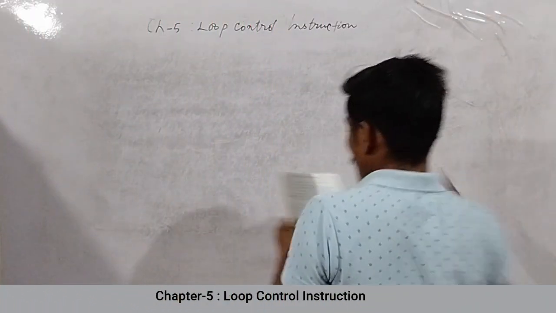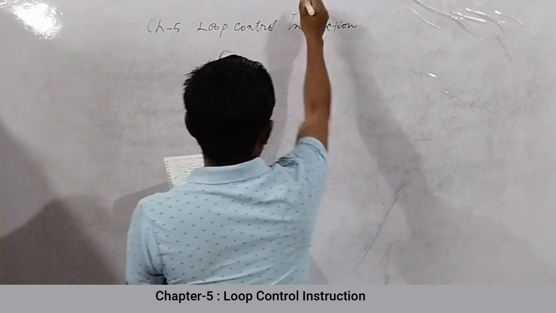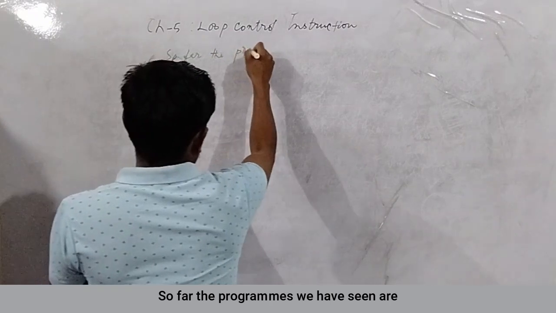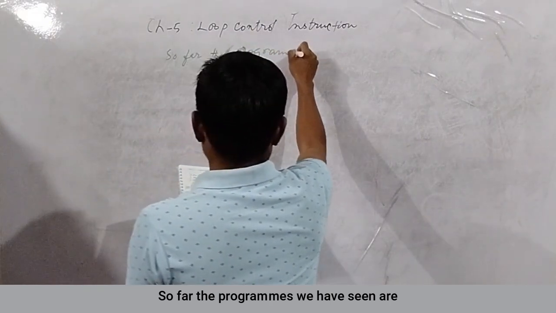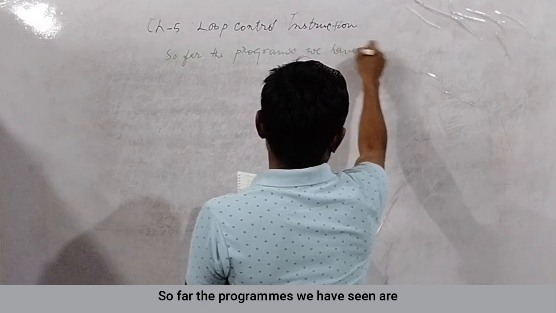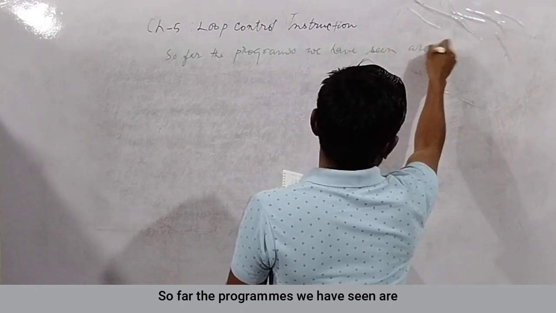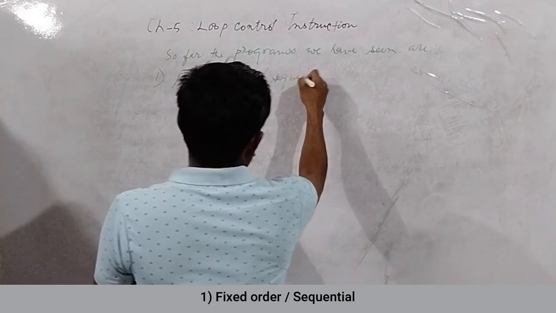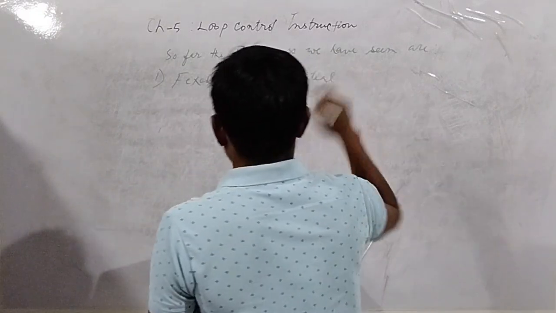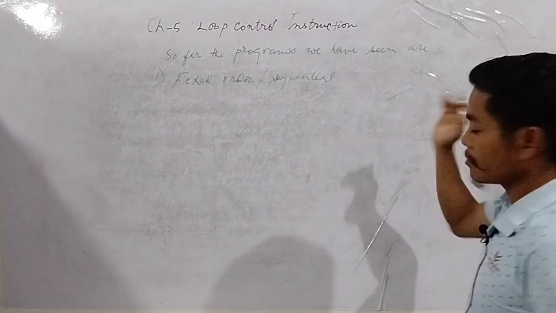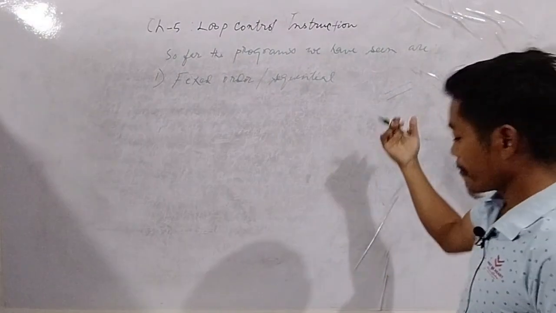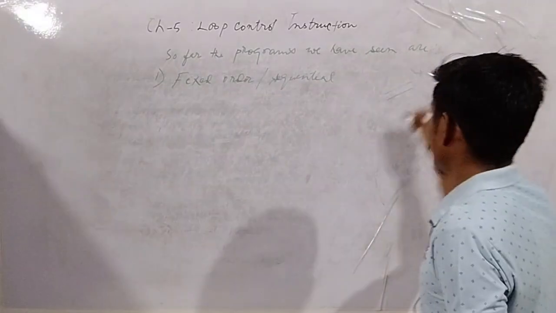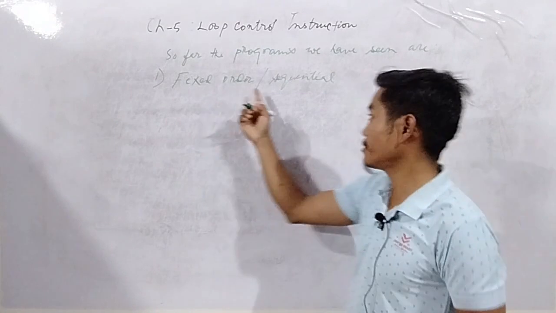Chapter number 5, loop control instruction. So far the programs we have seen are fixed order or sequential. In chapter number 1 we discussed executing the lines step by step, as per the order we want to execute. That's what we call the fixed order or sequential.